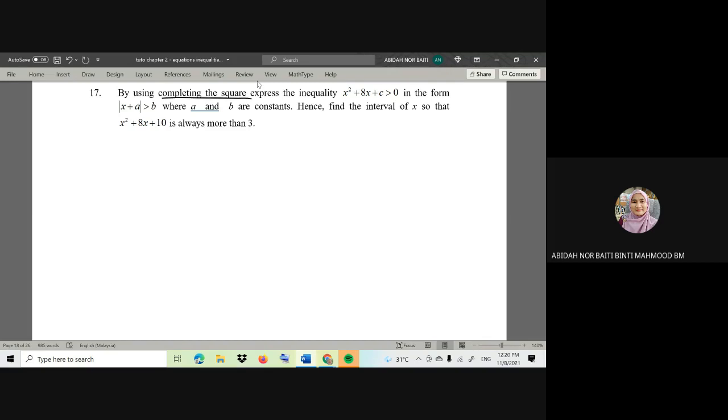CTS. Okay, CTS. So, kena buat CTS. X squared plus 8x plus C greater 0. So, buat CTS ya. So, x squared plus 8x plus 8 over 2 squared minus 8 over 2 squared plus C greater 0. Mungkin ada sekolah yang pakai formula yang pendek ke apa, boleh pakai lah. Saya pakai biasa dah ni lah, dah panjang ni.